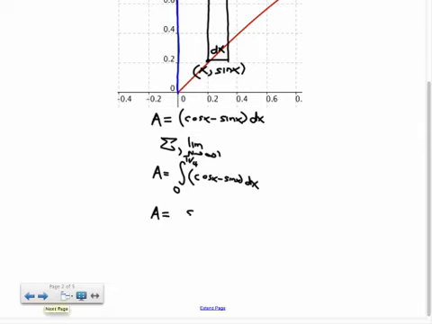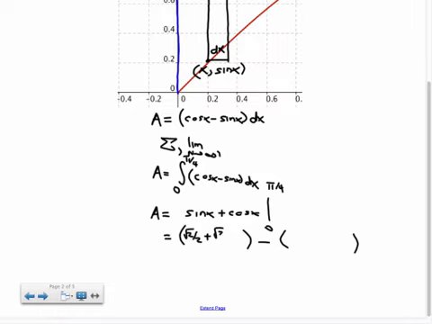The antiderivative is going to be sine x plus cosine x, and we're going to plug in our two limits, 0 and pi over 4. I suggest parentheses with a minus sign in between them to keep things straight. So the sine of pi over 4 is the square root of 2 over 2. Cosine of pi over 4 is also the square root of 2 over 2. Sine of 0 is 0. Cosine of 0 is 1. And so our area is the square root of 2 minus 1.